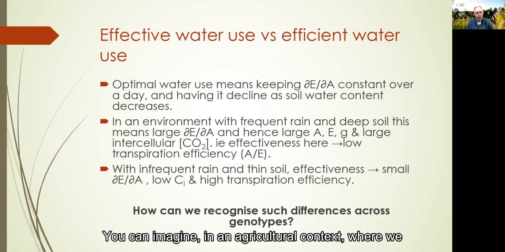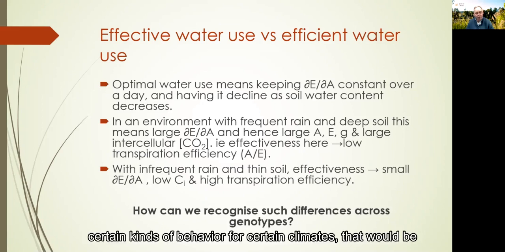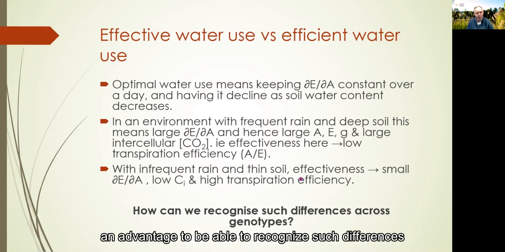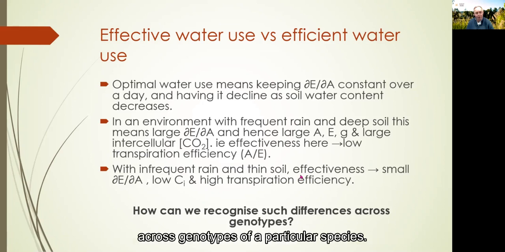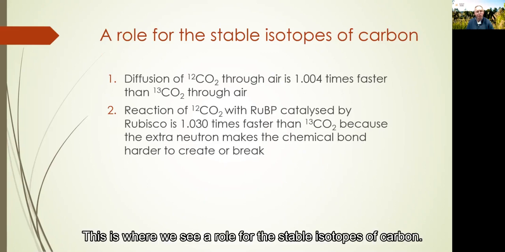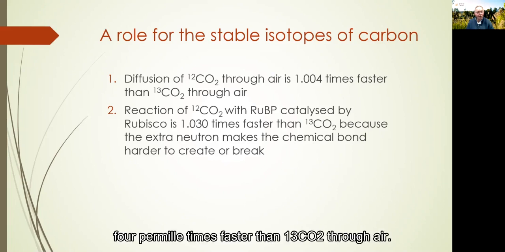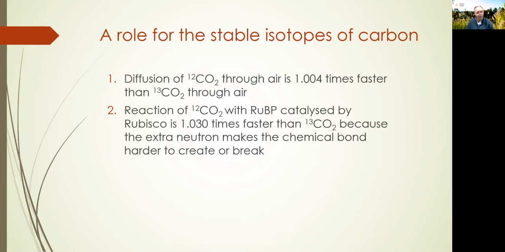You can imagine that in an agricultural context, where we're looking to select for certain kinds of behavior for certain climates, there would be an advantage to being able to recognize such differences across genotypes of a particular species. This is where we see a role for the stable isotopes of carbon. Diffusion of 12CO2 through air is 1.004, that is 4 per mil, times faster than 13CO2 through air.